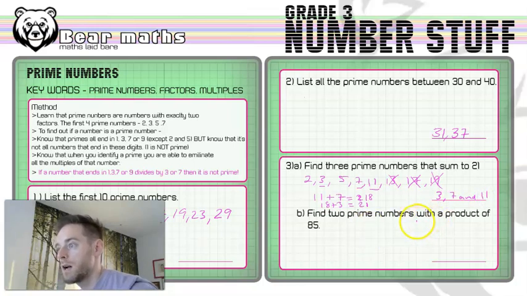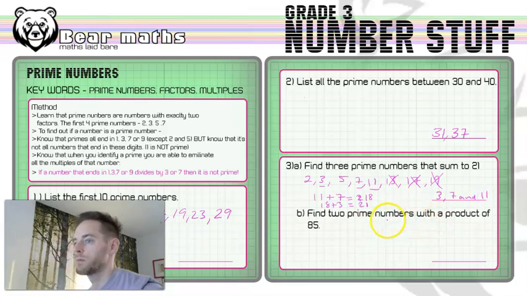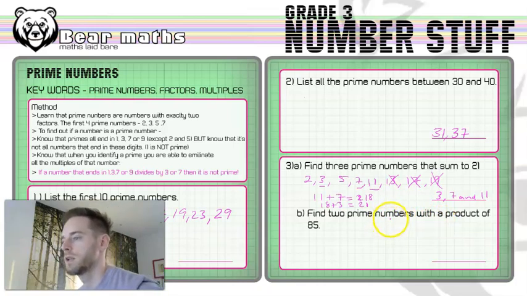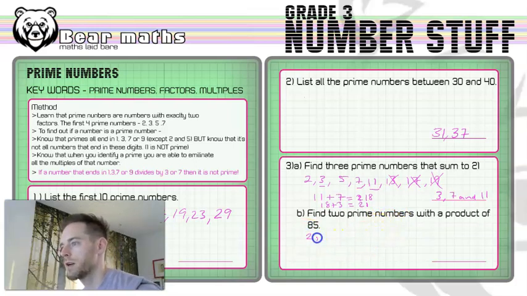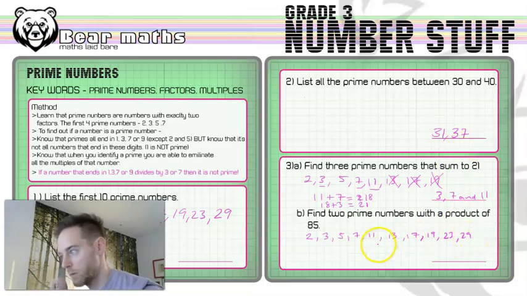Okay. Now in B we've got to find 2 prime numbers with a product of 85. That means 2 numbers that multiply together that are prime that will make the number 85. Okay, so again we could list our prime numbers out: 2, 3, 5, 7, 11. And the more you do this, the more you remember what they are. 17, 19, 23, 29, 31, 37.